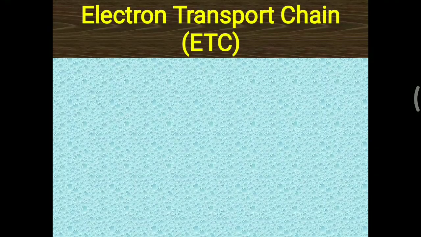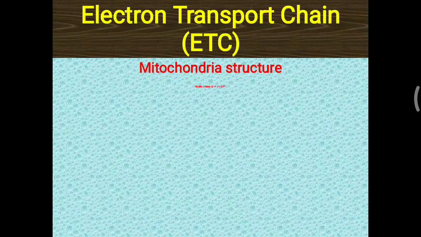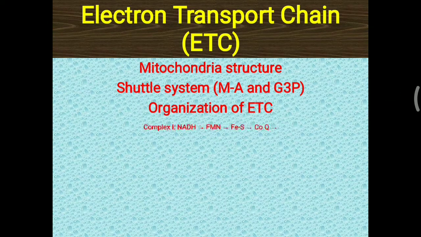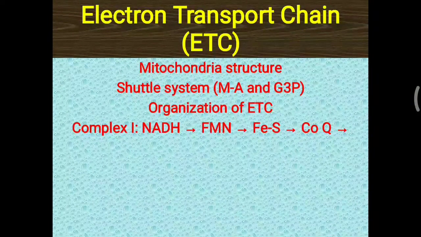Today's topic is the electron transport chain of cellular respiration. To understand this electron transport chain, first we have to understand the structure of mitochondria as well as some important shuttle systems like the malate aspartate and glycerol 3-phosphate shuttle systems. Now, this electron transport chain is organized into four complexes, called complex 1, 2, 3 and 4.